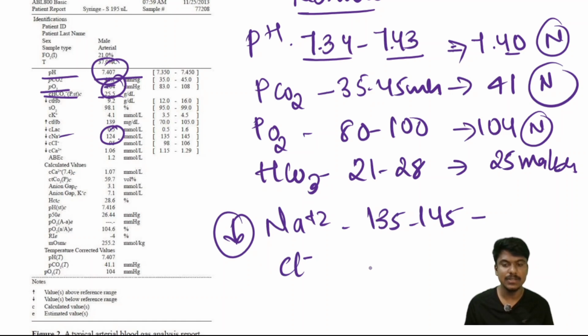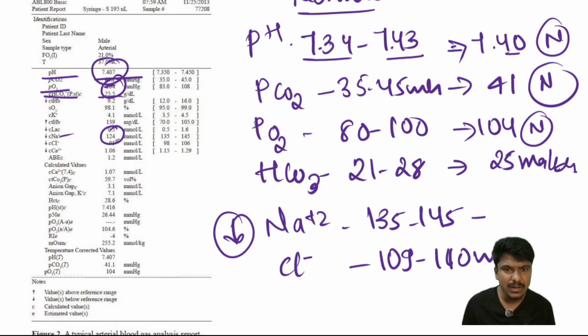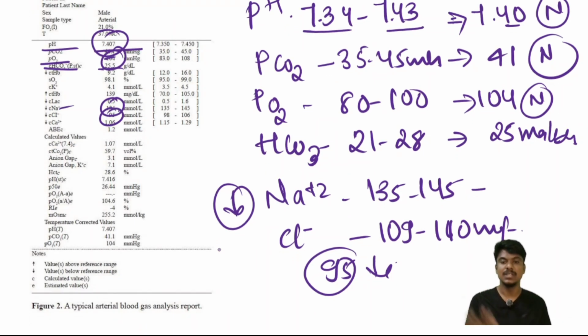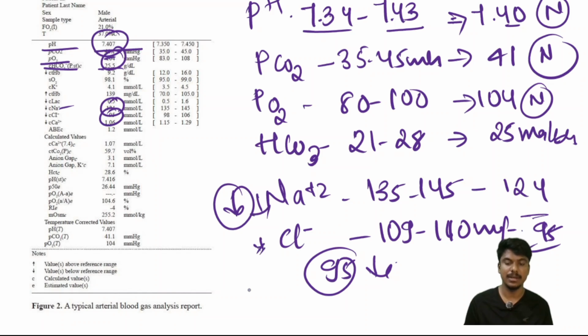And you can see chloride also. Chloride is normally 109 to 110 milliequivalents per liter, or millimoles per liter. Here, how much have they given? 95. So there is hypochloremia. In this ABG, electrolyte abnormality is there: sodium is reduced, it is 124, and your chloride is 95. Both sodium and chloride levels have come down, so there is more sodium and water loss.